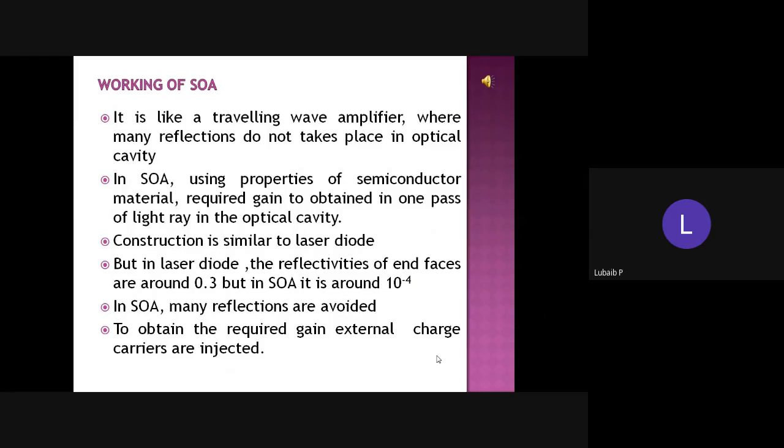The construction is similar to the laser diode, that's all. But in a laser diode, the reflectivities of the end faces are around 0.3, while in a semiconductor optical amplifier, it is around 10 raised to minus 4. That is actually the difference between the laser diode and the semiconductor optical amplifier. In a semiconductor optical amplifier, many reflections are avoided. To obtain the required gain, external charge carriers are injected.